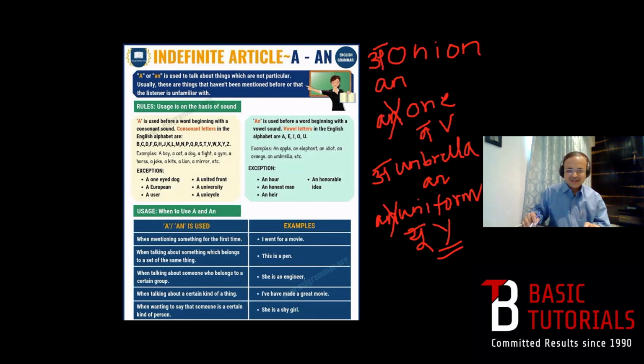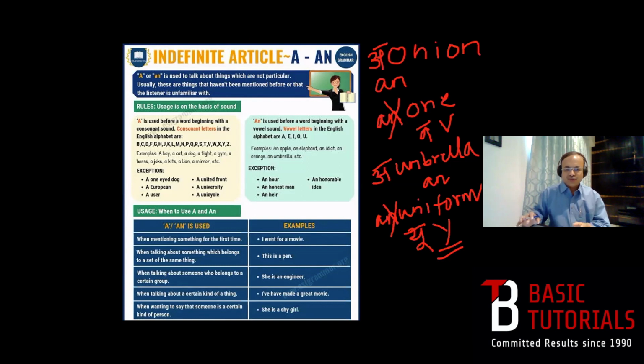Let's go to the next exception. Now, here we had seen the words which start with a vowel, O, E, U, etc. But though they start with a vowel, we put a because it is a consonant sound. Now let's come to the next table.